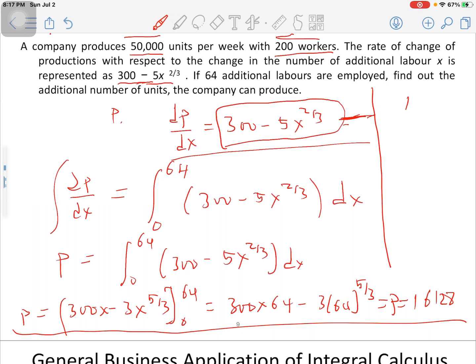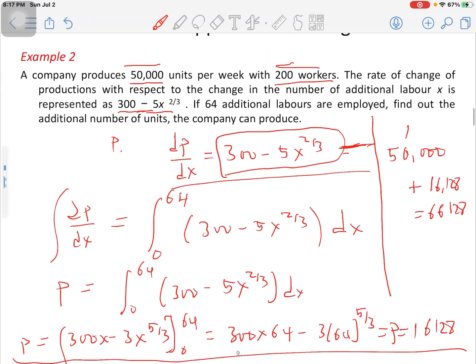The total number of units produced by 264 workers will be the existing one, which is what? 50,000 plus 16,128, which is equal to 66,128. So as I said earlier on, they used these ones to come out with the rate of change of production function over here.